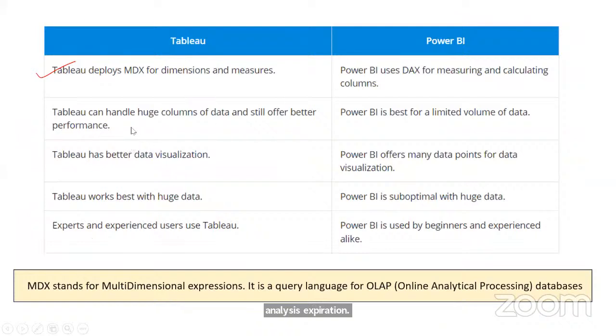Tableau can handle huge columns of data and still offer better performance. More complex data can be processed, and there is a different variety of visualizations. Power BI is based for limited volume of data. Tableau has better data visualization. Power BI offers many data points for data visualization. So with huge data, Tableau works best. There are limitations in Power BI. But Power BI is very good for beginners because it's easy to use, with drag and drop functionality. In Tableau, we need to spend some time.